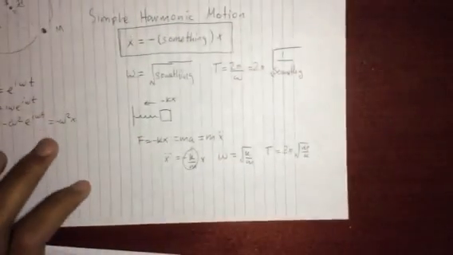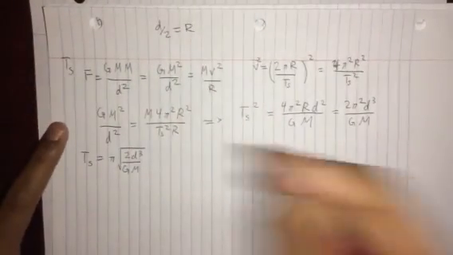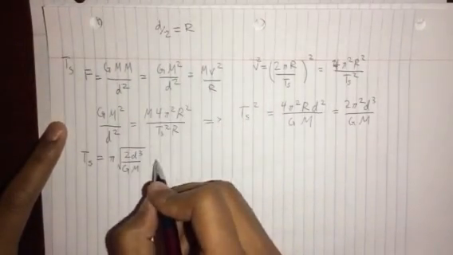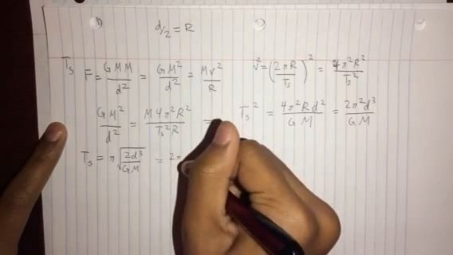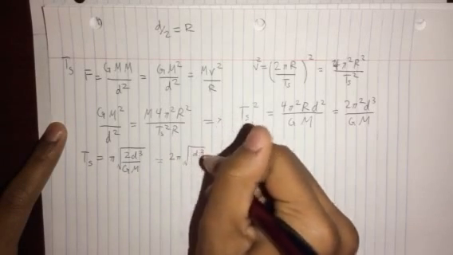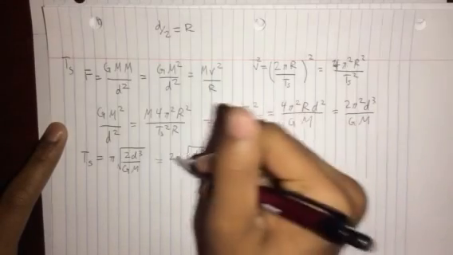But we saw our periods were in the form 2 pi times the square root of something. So to make this of the same form, we can multiply inside this by 2 over 2, and then pull out the 4, and we get 2 pi square root of d cubed over 2GM. So that's our Ts.